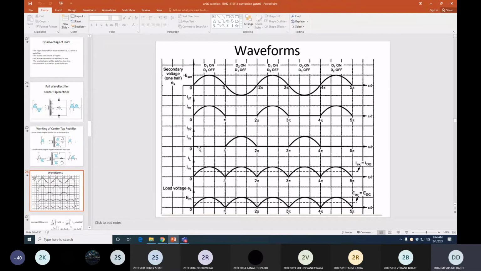Yeah? Same way, the third one is the current flowing into the diode D2. As you know that during the first half cycle, the positive half cycle, it is reverse biased, so current is 0 from the diode D2.